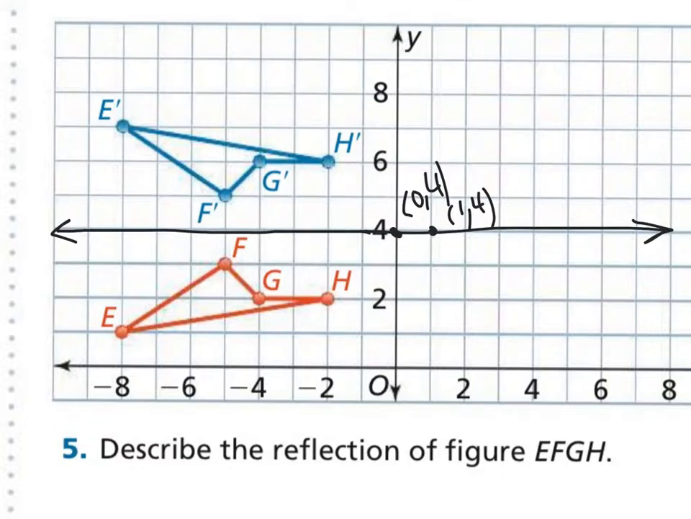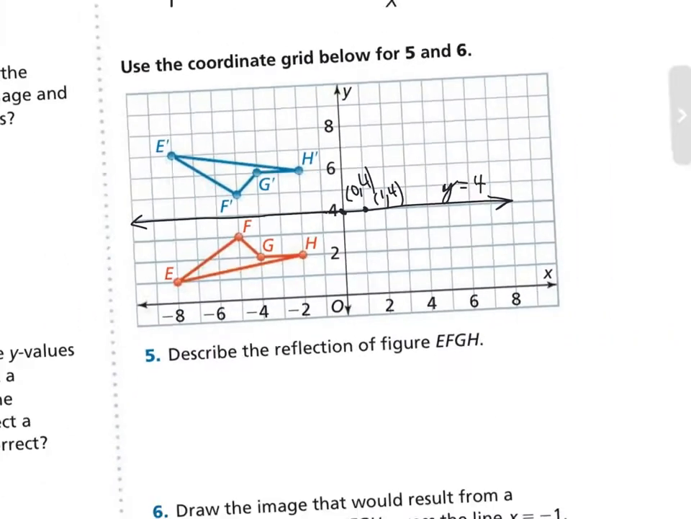Does that make sense? So what's true about all the y values on this line? And they are all what number? 4. So my equation must be y equals 4. Good. So for number 5, when we talk about that reflection, that's a reflection across the line y equals 4.